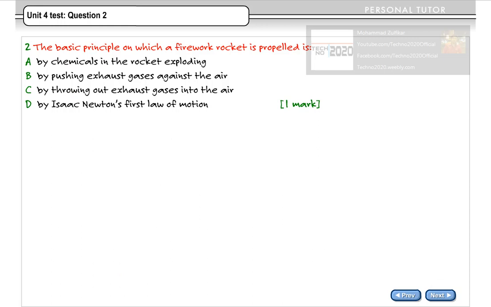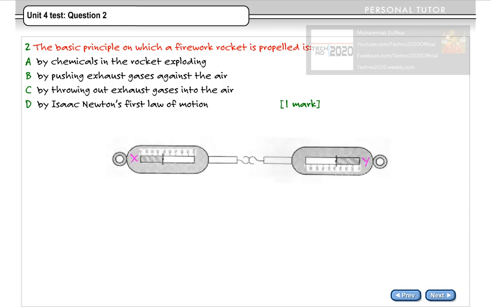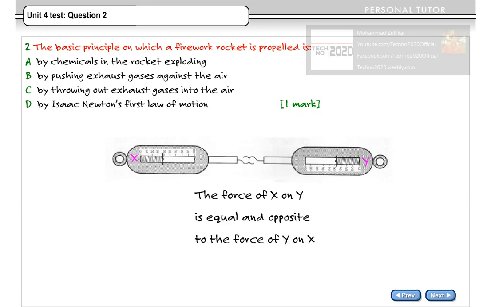Rockets use Newton's third law, which states that the force of one body X on another Y is equal and opposite to the force of body Y on body X. In this case, the rocket pushes exhaust gases backwards, and the exhaust gases push the rocket forwards. So the answer is C.